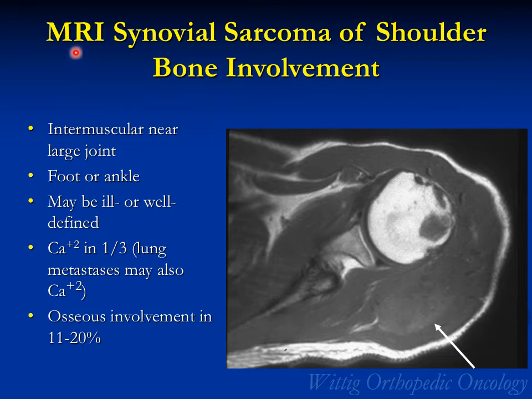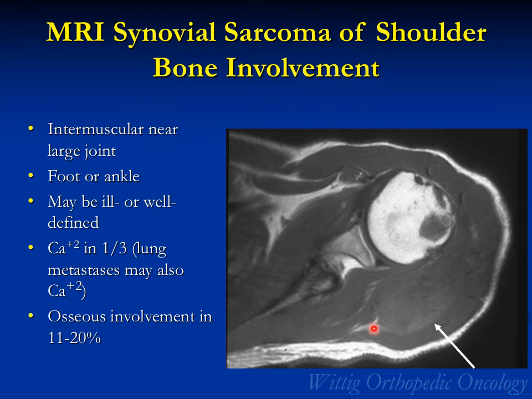Okay, this is an example of an MRI of a synovial sarcoma of the shoulder, and you can see here where there's some underlying bony involvement of the proximal humerus. It's arising intramuscular deep to the deltoid. It's relatively intermediate signal intensity, similar to muscle. May be ill-defined or well-defined.